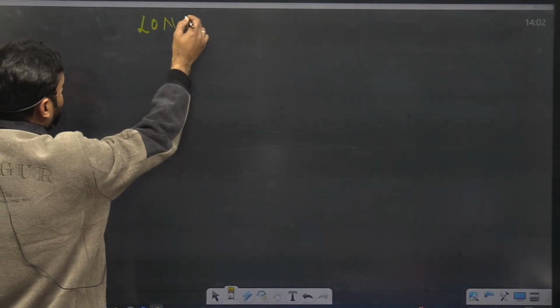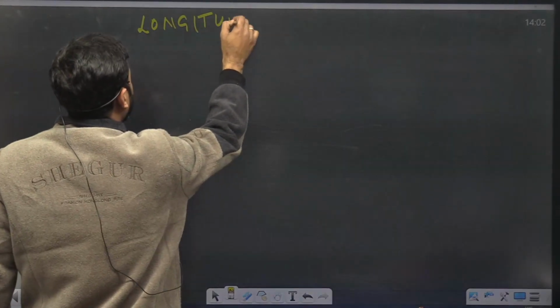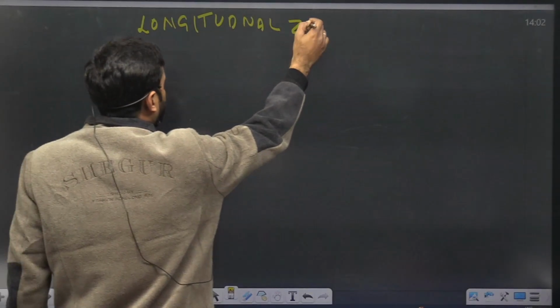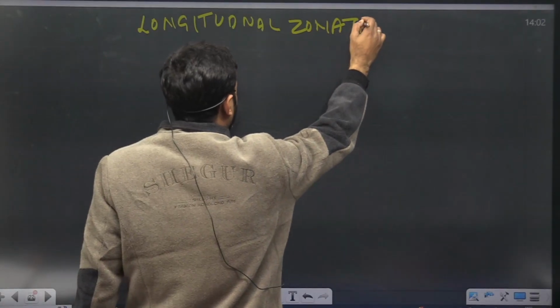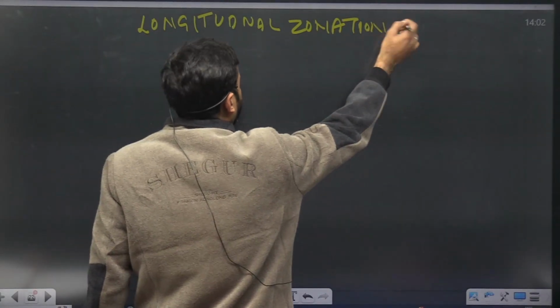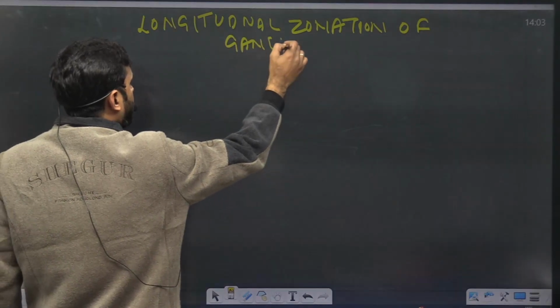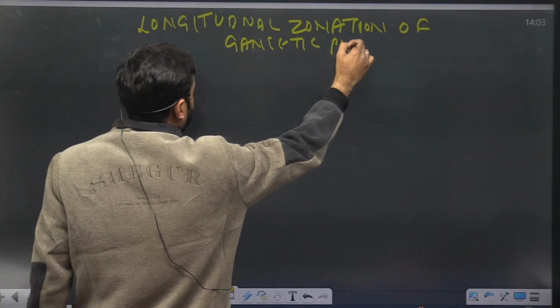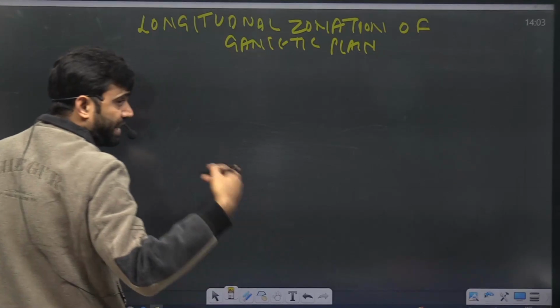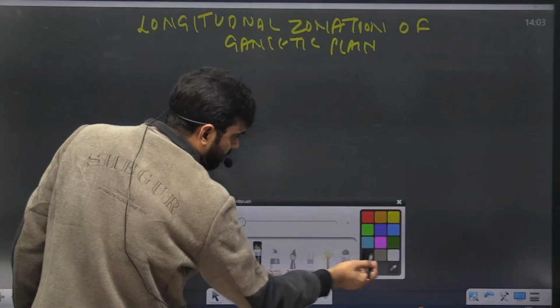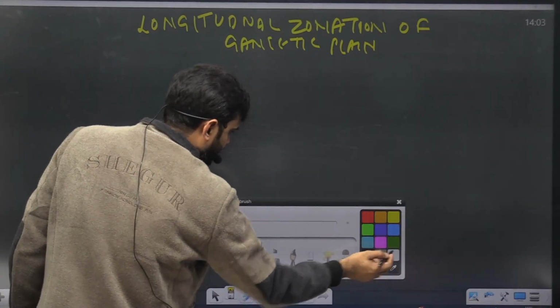Please make a heading: longitudinal zonation of Gangetic plain. I'm going to make another diagram for you. It's very important to understand through a diagram. Let's start.